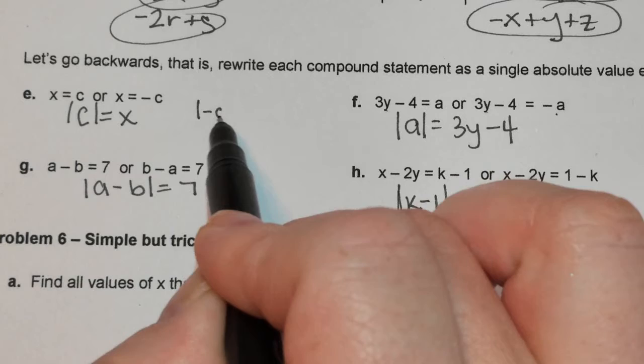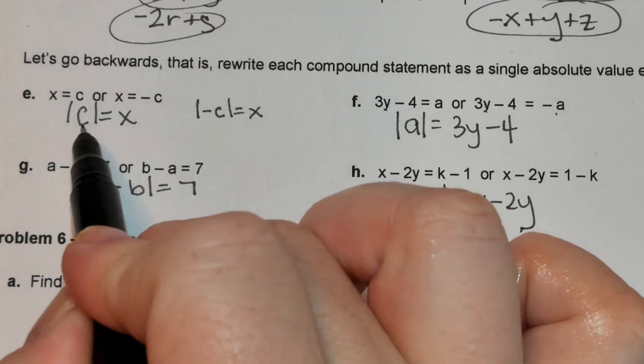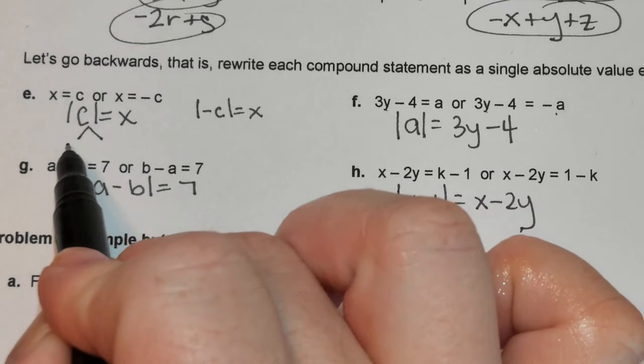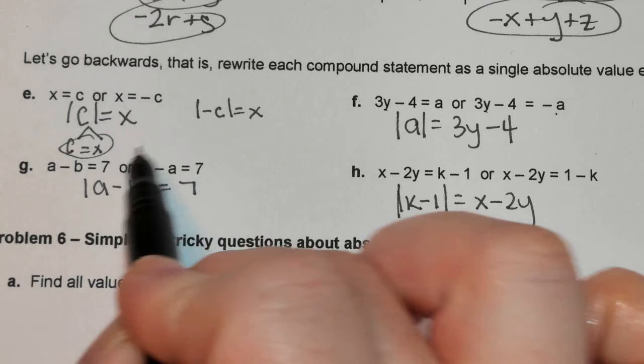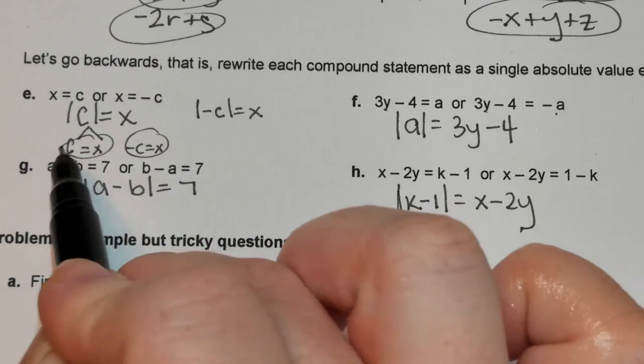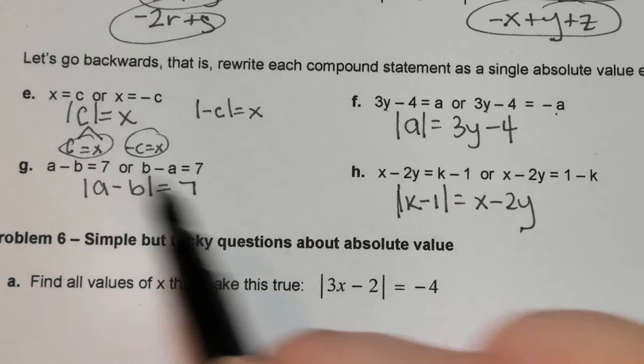If I put a negative C in here with the X on the outside, let's look at our choices. So I know this will have two choices. One, C is positive. There's one answer. And then remember I put the negative in front. Negative C equals X. Those are the two answer solutions I get to this absolute value equation.